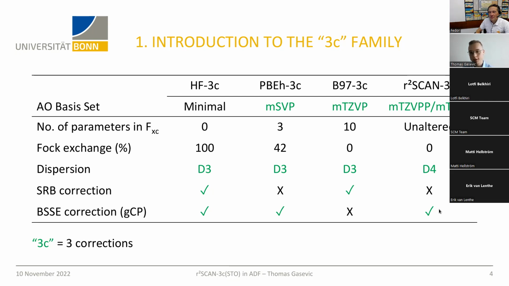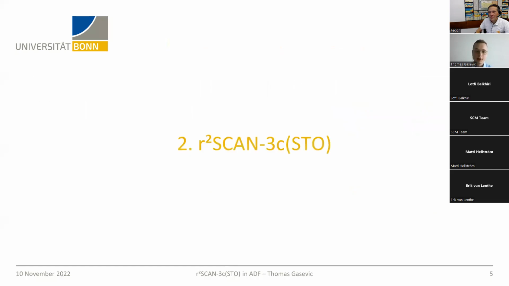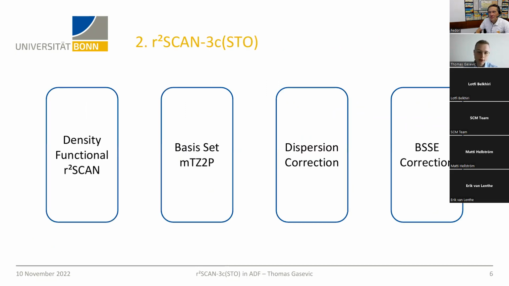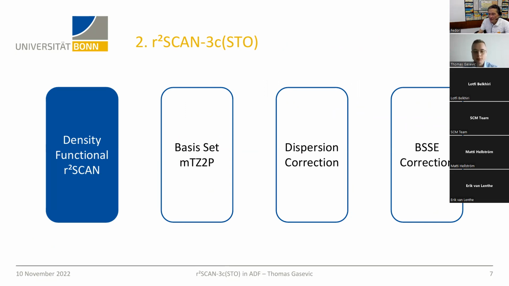Up to this point, every method has only been developed with Gaussian type orbitals, so with GTOs. So we thought, why not also test it with STOs, Slater type orbitals. That's why we then also chose the mTZ2P basis set, but I will talk about this right now. So now I will introduce you to r2SCAN-3c STO. It basically consists of these four pillars: the density functional r2SCAN, the basis set mTZ2P, the dispersion correction, and the BSSE correction. Now I will go through every pillar and explain a bit more about it.